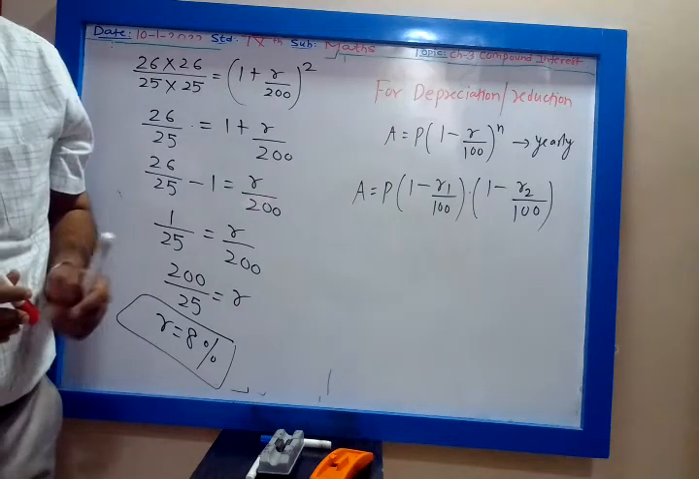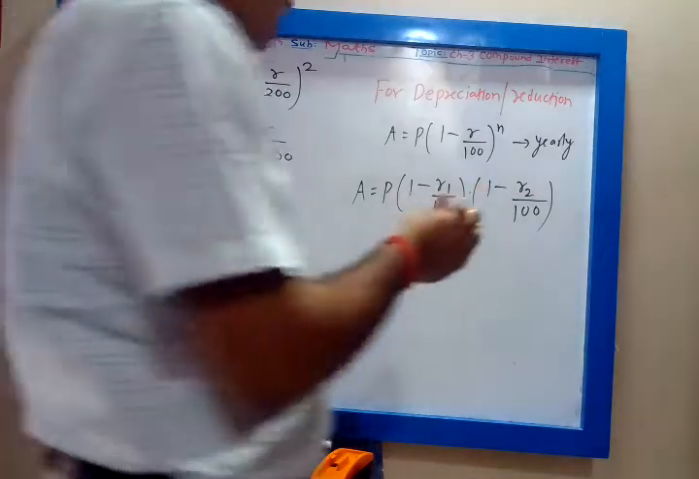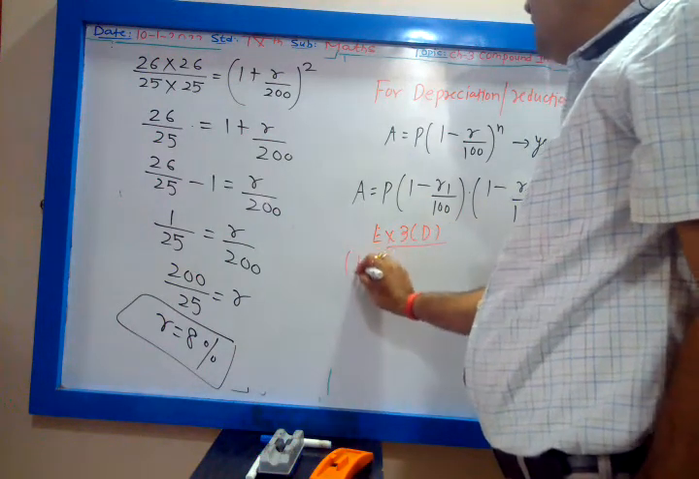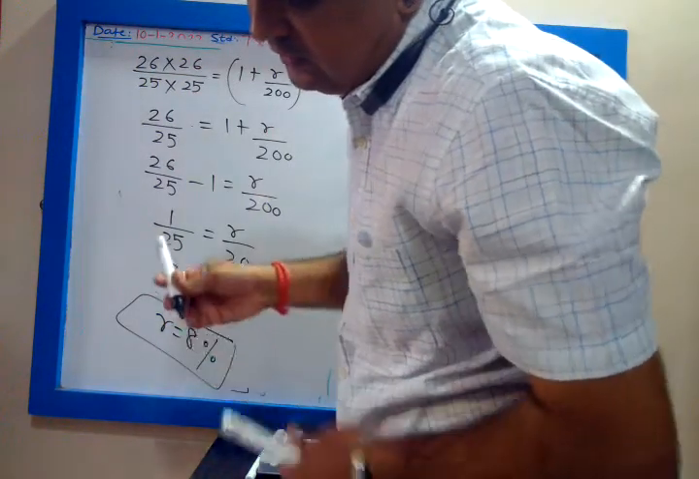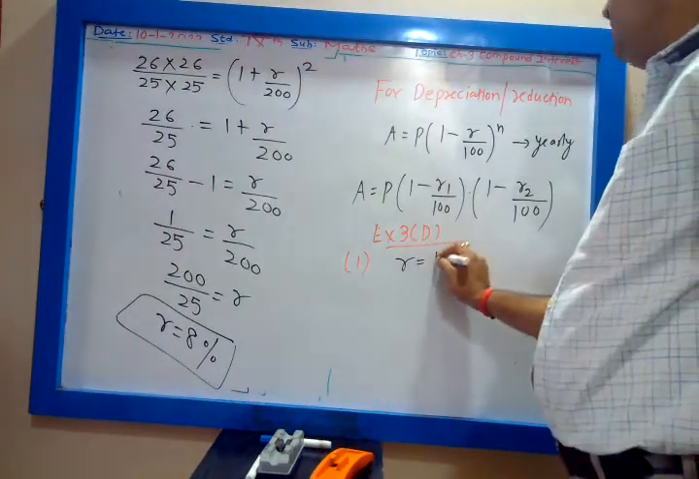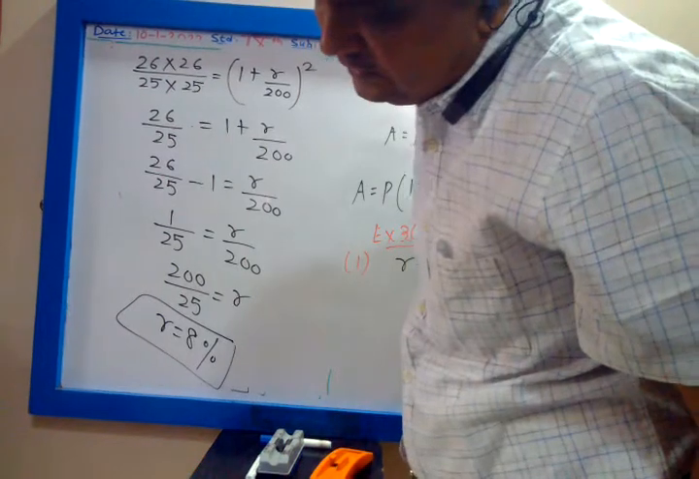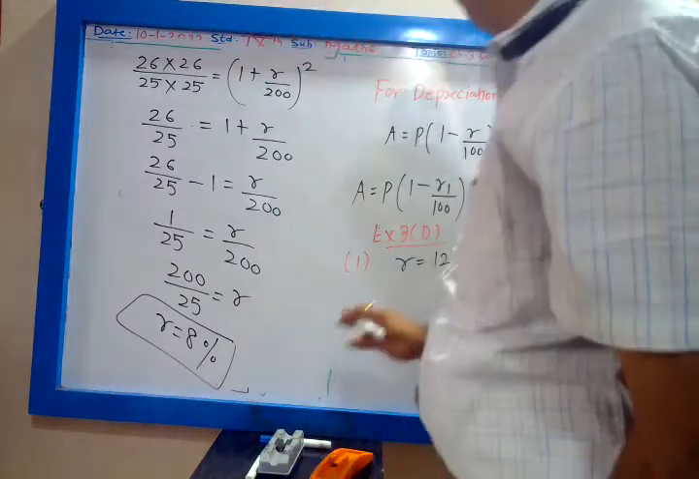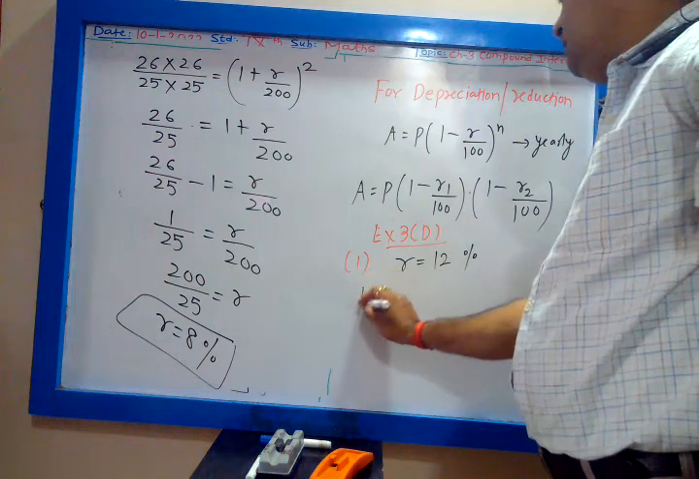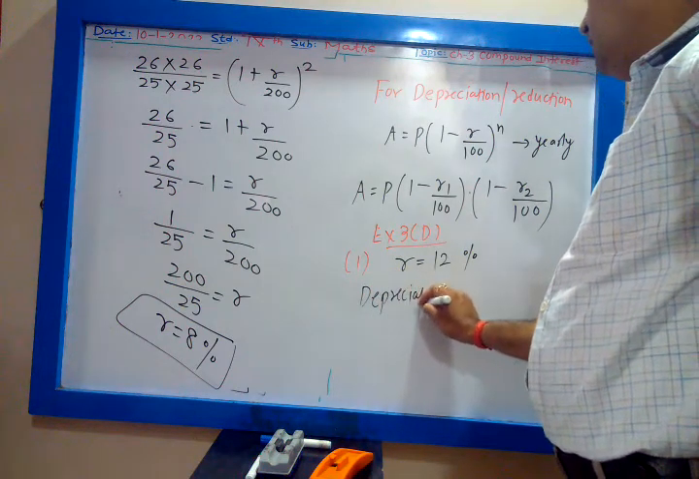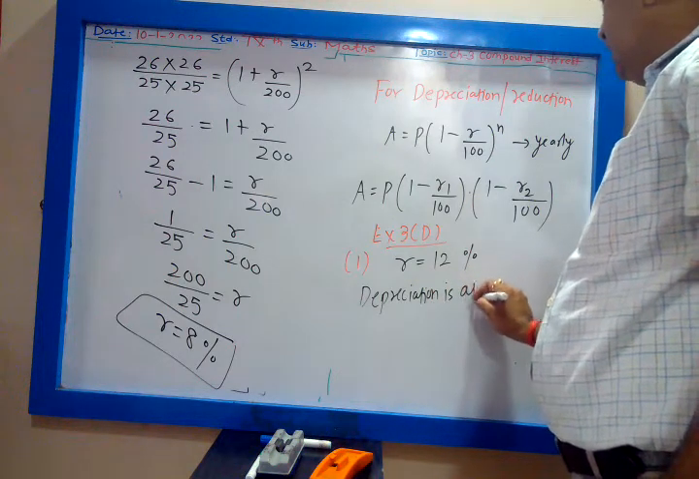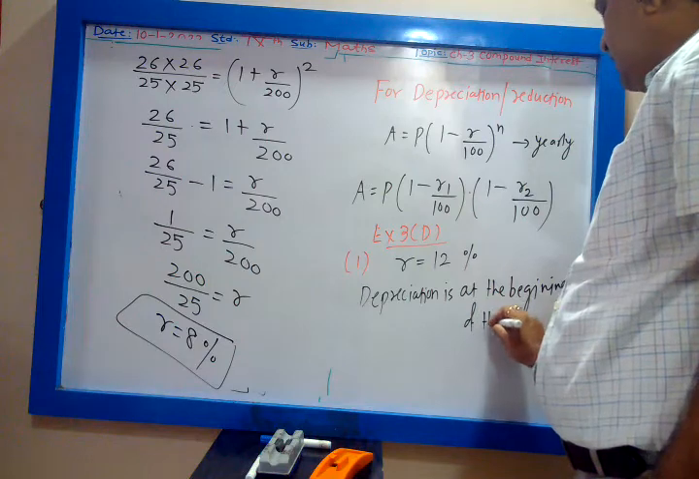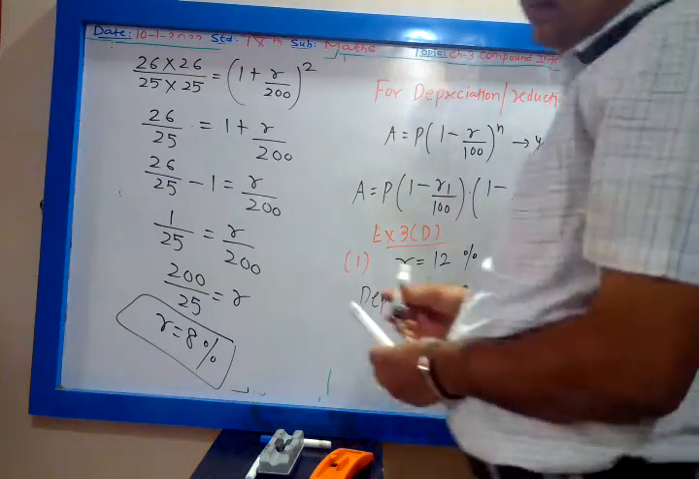The cost of a machine is supposed to depreciate each year by 12%. So 3D, first problem. The cost of the machine depreciates every year by 12%, so the rate is 12%. Depreciation is at the beginning of the year. Remember, at the beginning of the year. This is given in the question.